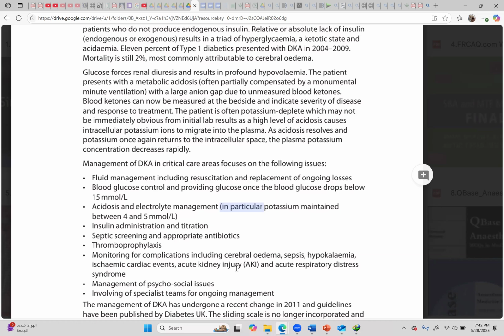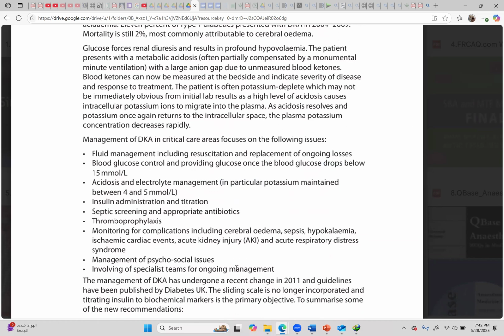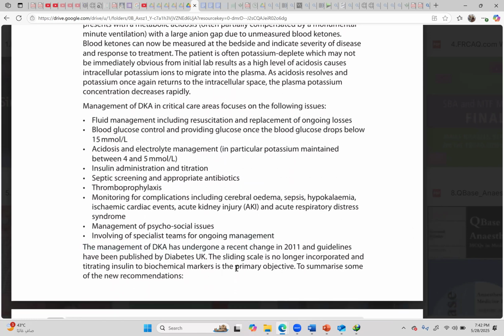And insulin 0.1 unit per kg per hour, that's what I remember, and then gradually, according to the blood sugar, we titrate. So fluid management includes resuscitation and replacement of ongoing losses. Blood glucose: providing glucose once the blood glucose drops below 15 millimole. Acidosis and electrolyte management: potassium maintained between 4 to 5. Insulin administration and titration. Septic screening and appropriate antibiotics, thromboprophylaxis, monitoring of complications including cerebral edema, sepsis, hypokalemia, ischemic cardiac events, AKI, and ARDS, and management of psychological and social issues.